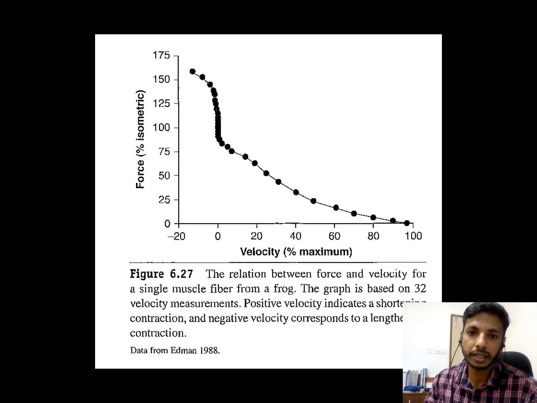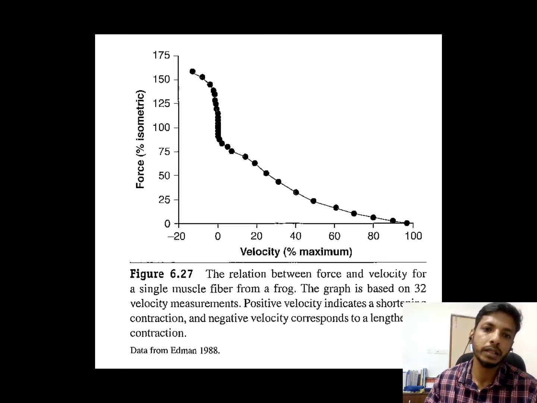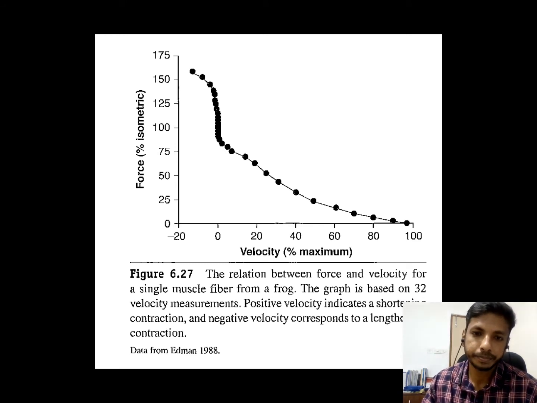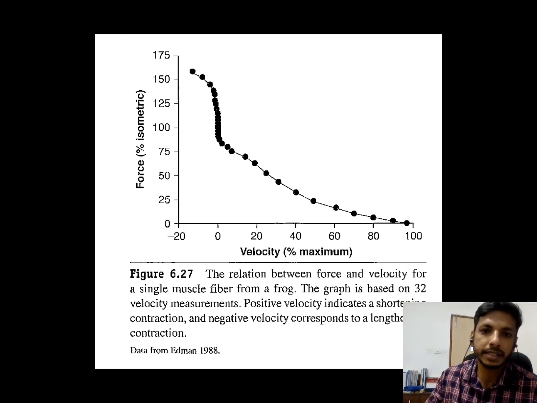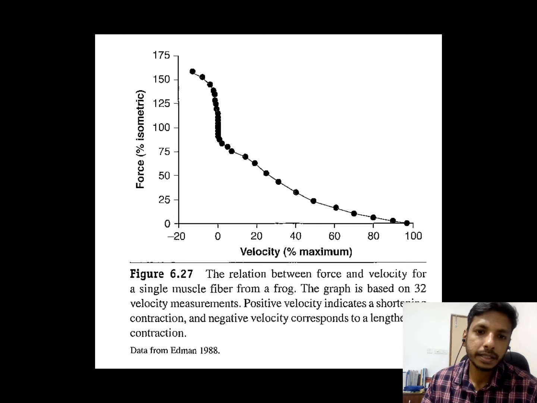That means during shortening, if the velocity keeps increasing, the force decreases. That shows an inverse relationship between force and velocity during concentric or shortening contraction. In isometric contraction, the relationship between the force and the velocity is almost flat. Whereas in the eccentric contraction, as the lengthening velocity increases, there is increased force production in the initial part.